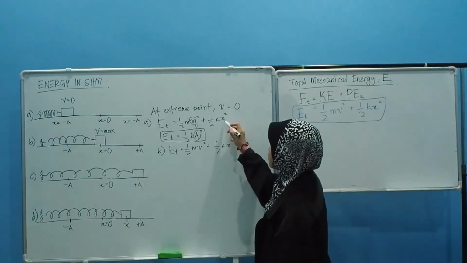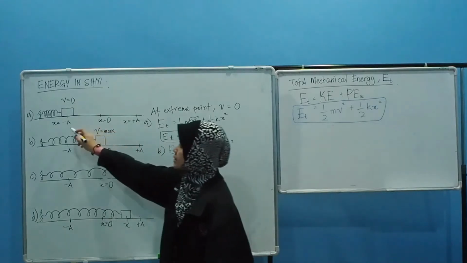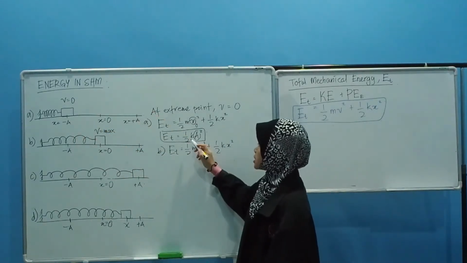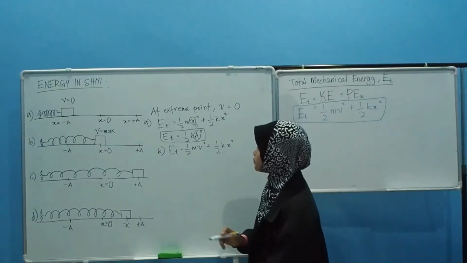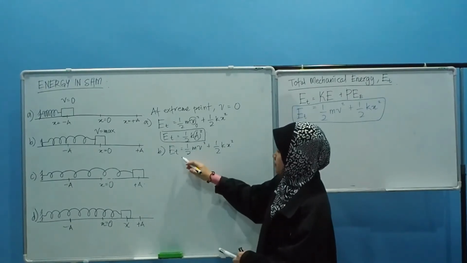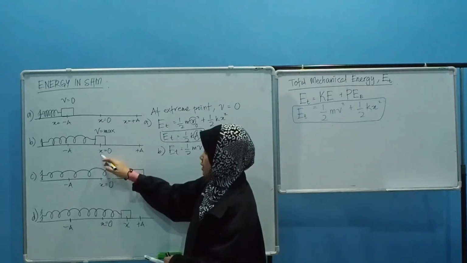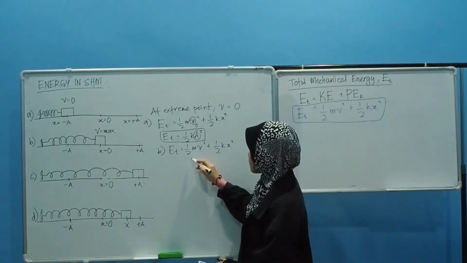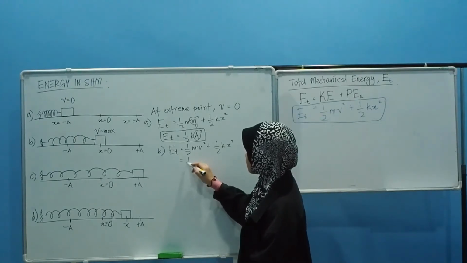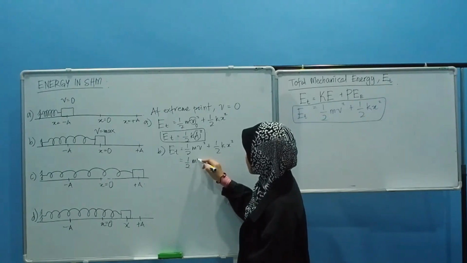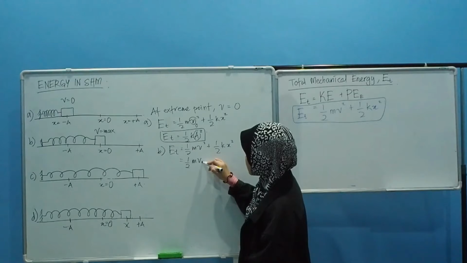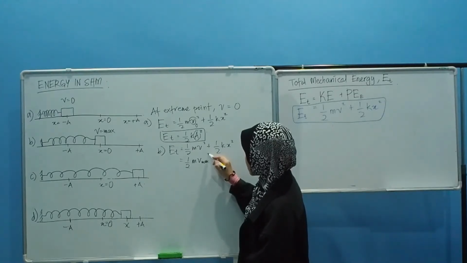So you substitute x with minus A. So you will get the total energy at that position is equal to half kA squared. Okay, for this position, when the object is at the equilibrium point, the total energy is equal to half m v, where v here is the maximum, so we write v maximum squared.